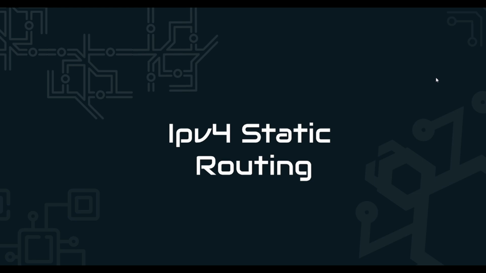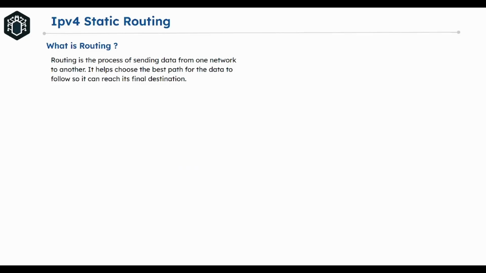So let's begin. Let's understand what exactly routing is before jumping into static routing. Routing is the process of sending data from one network to another by choosing the best path for the data to follow to reach its final destination. Routing has a few types: static routing, dynamic routing, and default routing. We are going to focus on static routing, and we'll discuss the other types in the upcoming videos.